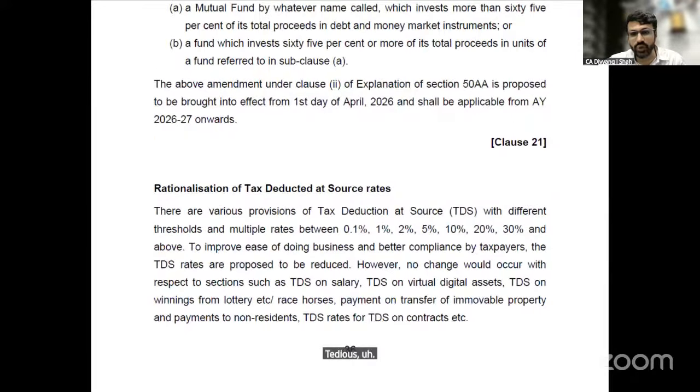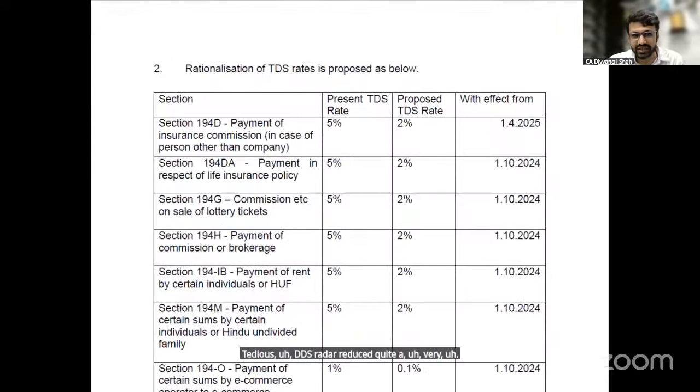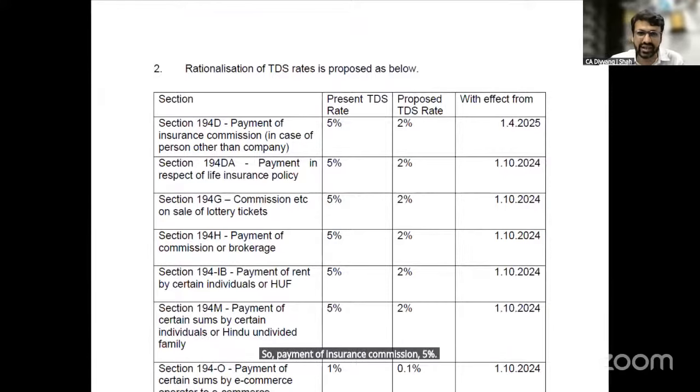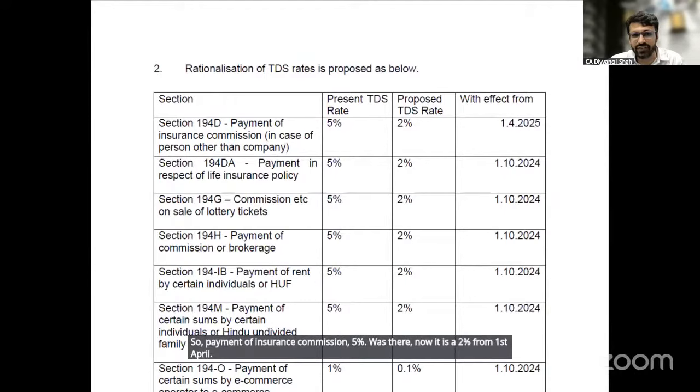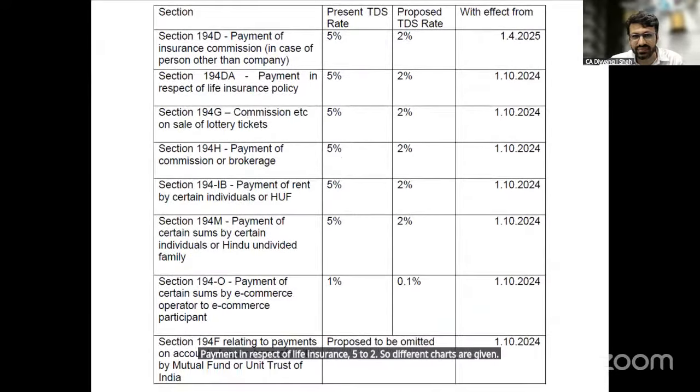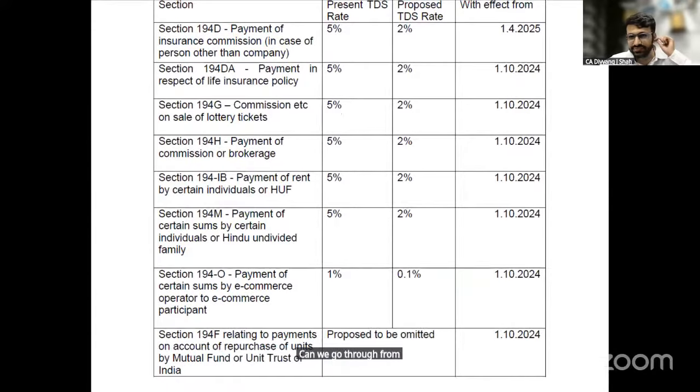TDS rates are reduced in a very substantial way. These are the charts. Payment of insurance commission, 5% was there, now it is 2% from 1st April. Payment in respect of life insurance, 5 to 2. So different charts are given. Can we go through from this?